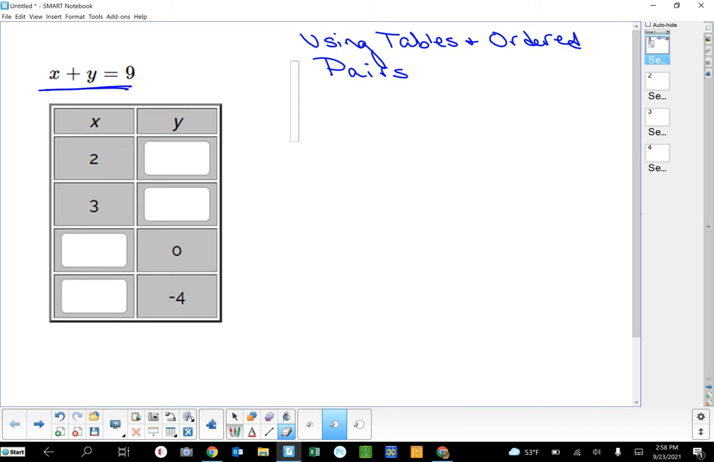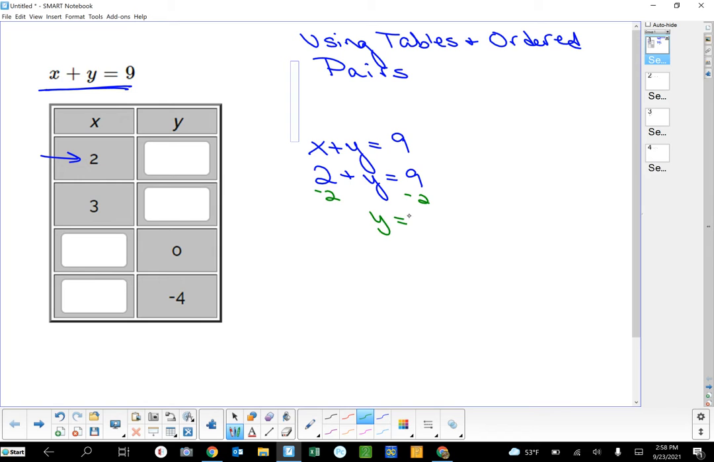So we have the equation x plus 9 equals y. I'm sorry, x plus y equals 9. Holy cow. X plus y equals 9. Okay, so in this first one, x is 2. So 2 plus y equals 9. Well, you guys know how to do this. We're just going to subtract 2, and y equals 7. So you would put a 7 in there.